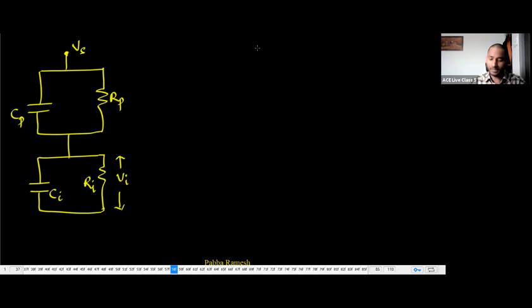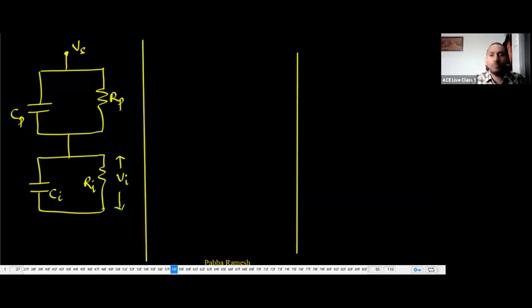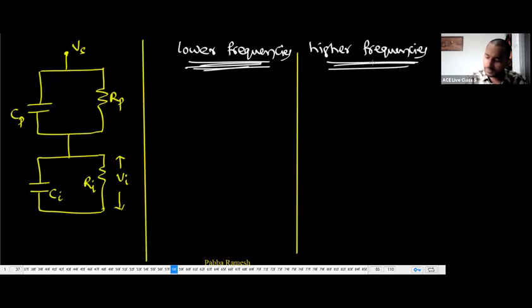Clear? Right. Now concentrate here. What will be the equivalent circuit behavior? We may be operating the entire CRO at high frequency or low frequency. Therefore, I'm dividing the total explanation into two categories: lower frequencies and higher frequencies.